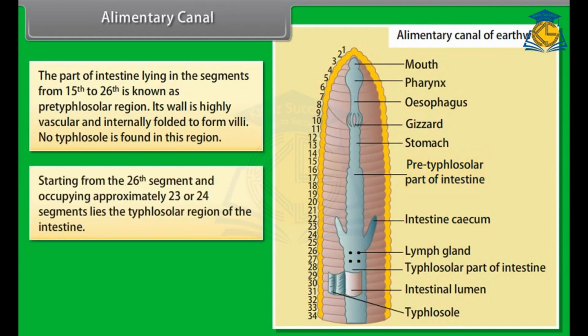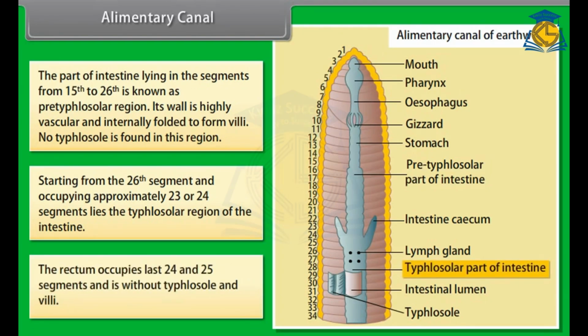Starting from the 26th segment and occupying approximately 23 or 24 segments lies the typhlosolar region of the intestine. The rectum occupies the last 24 and 25 segments and is without typhlosole and villi.